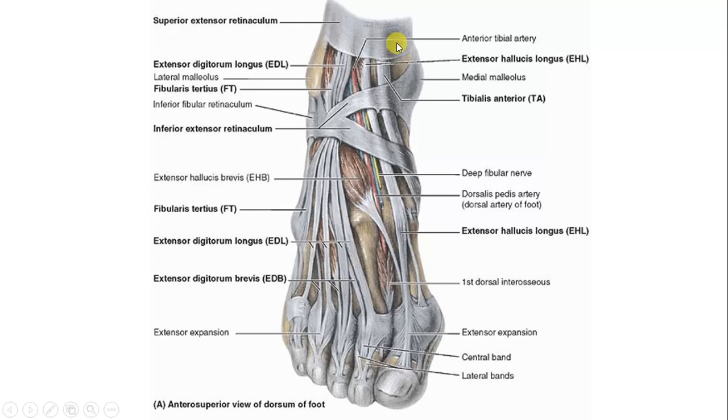I have discussed the attachments of these retinacula in the previous lecture, because we have to understand the passage of the structures. Here you can see this is tibialis anterior, this is the tendon of extensor hallucis longus, lateral to it is the dorsalis pedis artery, and lateral to this is the extensor digitorum longus. The peroneus tertius lies deep to it and moves towards the metatarsal of the fifth toe. In this diagram we are also seeing extensor hallucis brevis and the tendons of extensor digitorum brevis.